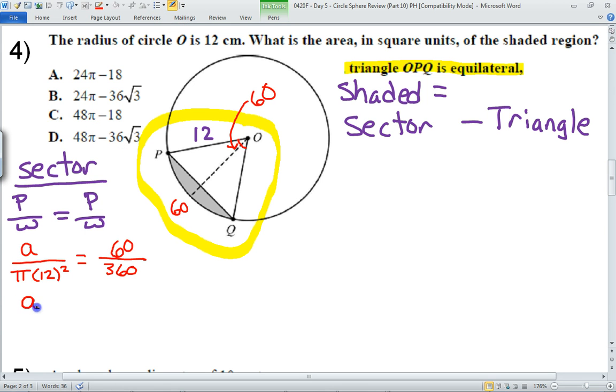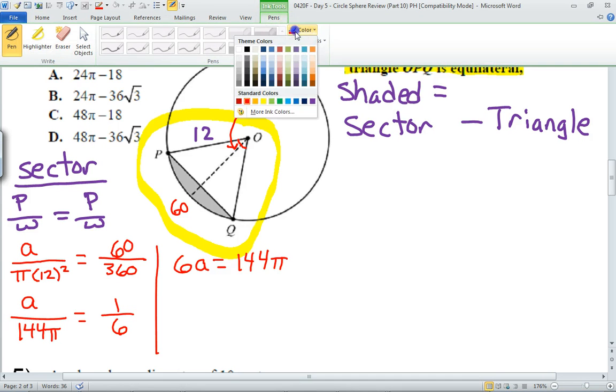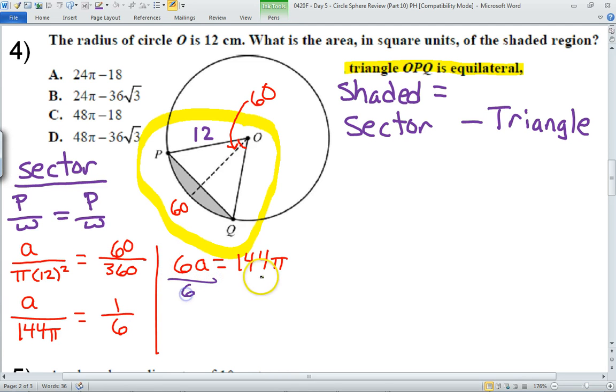So that's going to give me partial area over 144 pi is equal to 1/6. If I cross multiply, I'm going to get 6 times the partial area is equal to 144 pi. If I then divide both sides by 6, that's going to give me the area is 24 pi. So that's one part. The area of the sector is 24 pi.